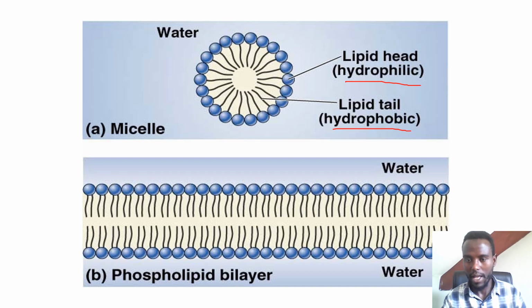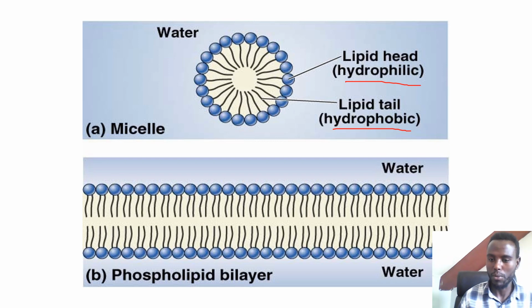Hydrophobic tails are water fearing, not soluble in water or making hydrogen bonds with water. This is the phospholipid bilayer. As you see from the pictures, for details you can watch another video.